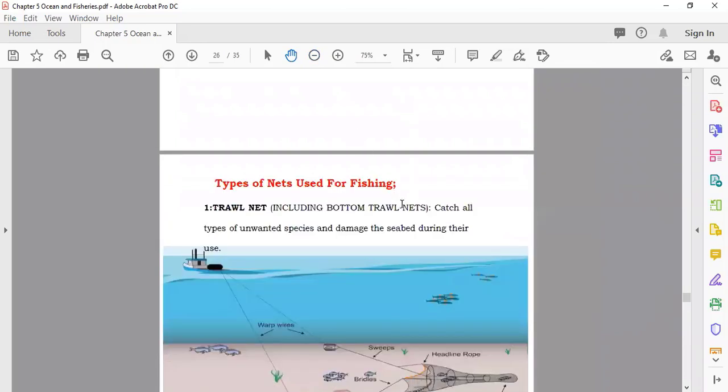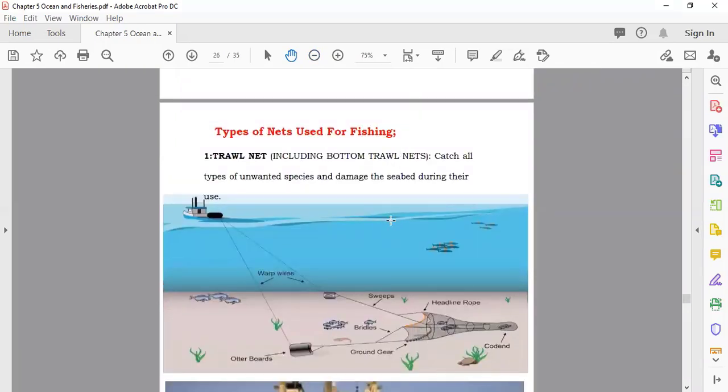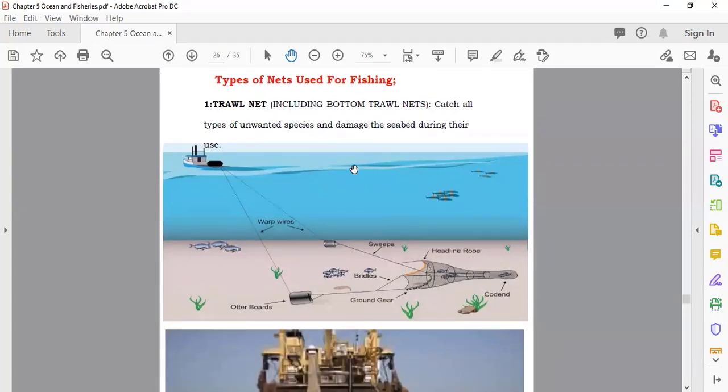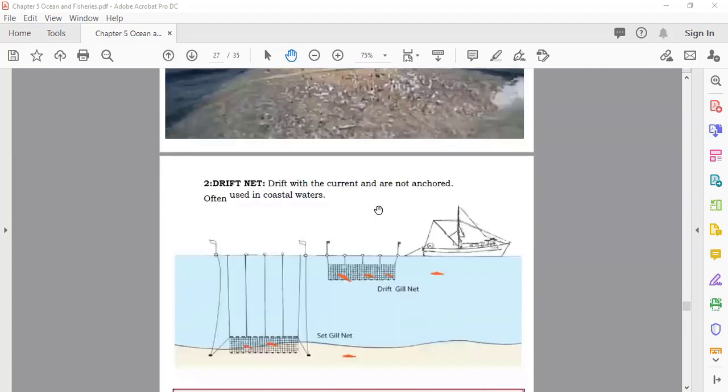Okay, so today we started with the types of nets which are used for fishing. First is the trawl net. This trawl net has this shape, and according to this shape, you can see here it drags, or slides, over the seabed, and then it catches the fish. Sometimes it damages the seabed, and sometimes fish which you don't even need come inside it. So these are two disadvantages of the trawl net, and this is a real diagram of it.